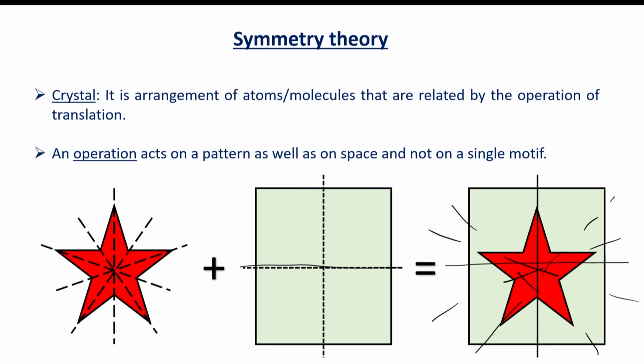So, again to be specific, a symmetry operation acts on a pattern as well as on the space, not on a single motif. If it is applicable to a single motif, it has to be applicable to all of space. It is not that a symmetry operation can be present only if I consider a motif. You have to always consider the whole of space.